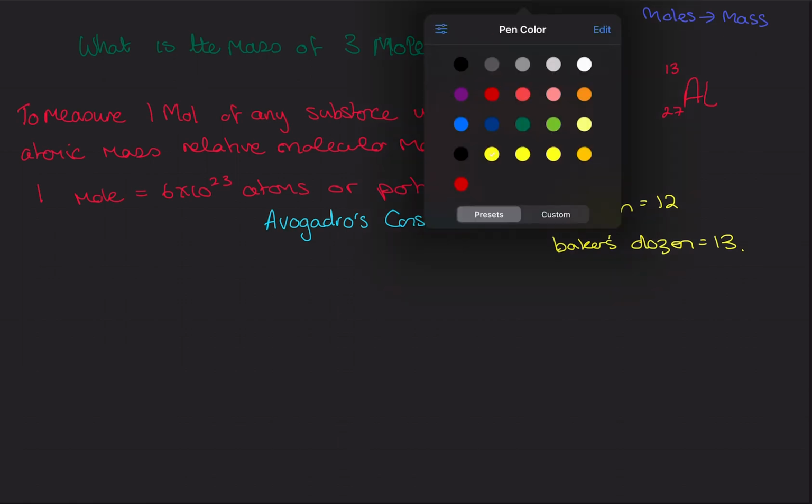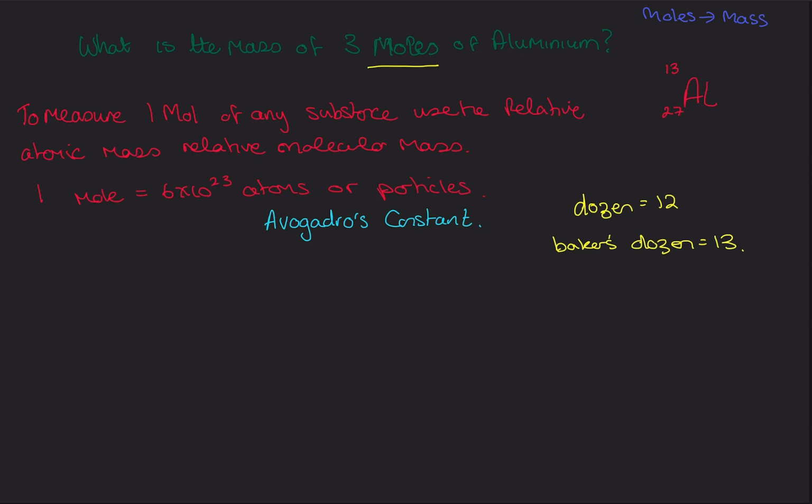So the first question we have to ask ourselves is, what is a mole? A mole of any substance is 6 by 10 to the 23 atoms of that substance. So in this example, it's going to be 6 by 10 to the 23 atoms of aluminium for 1 mole. We call that number Avogadro's constant. It's just the same as saying a dozen is 12 and a baker's dozen is 13. So when we hear a mole, we need to think that it's 6 by 10 to the 23 particles or atoms of that substance.